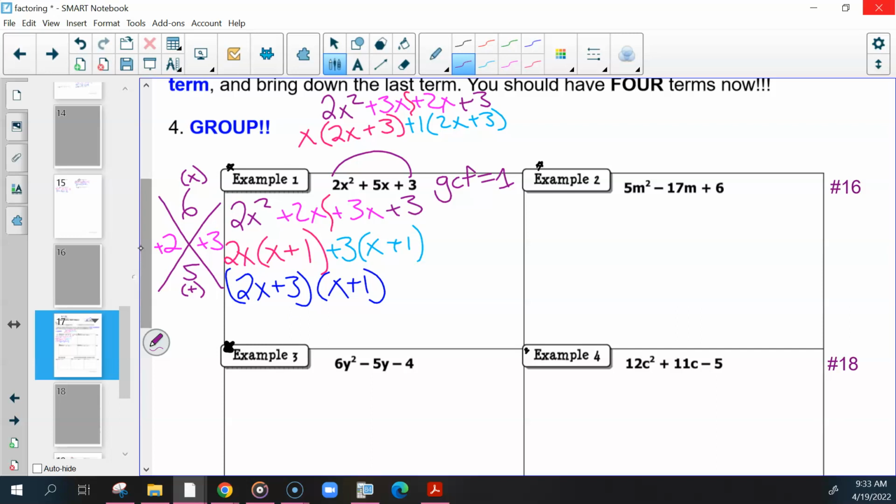Does example 2 have a GCF? GCF is 1. So we are now looking for two numbers that multiply to be 5 times 6, 30, and add to be negative 17. So it has to multiply to be 30, but add to be negative 17. Negative 15 and negative 2 would work.